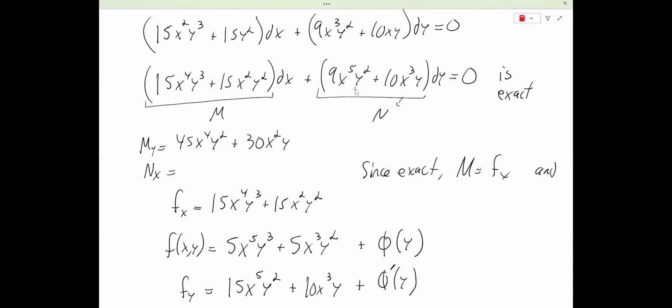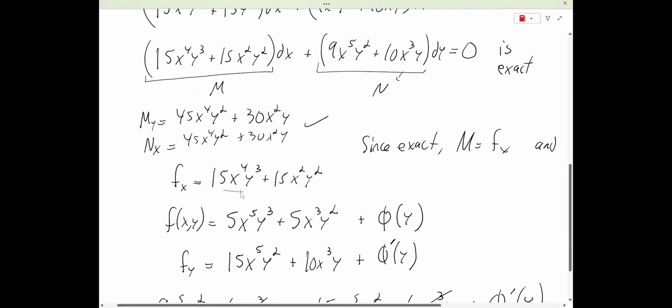That would be 45x to the fourth y squared. I'm doing n sub x here now. And then plus 30x squared y. Okay, so that matches. So we're good there. Now I take the antiderivative with respect to x.